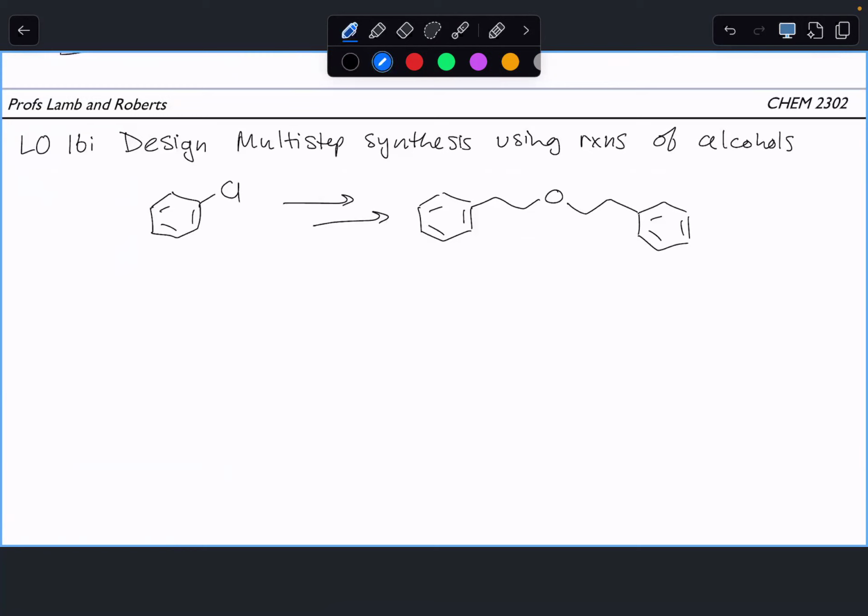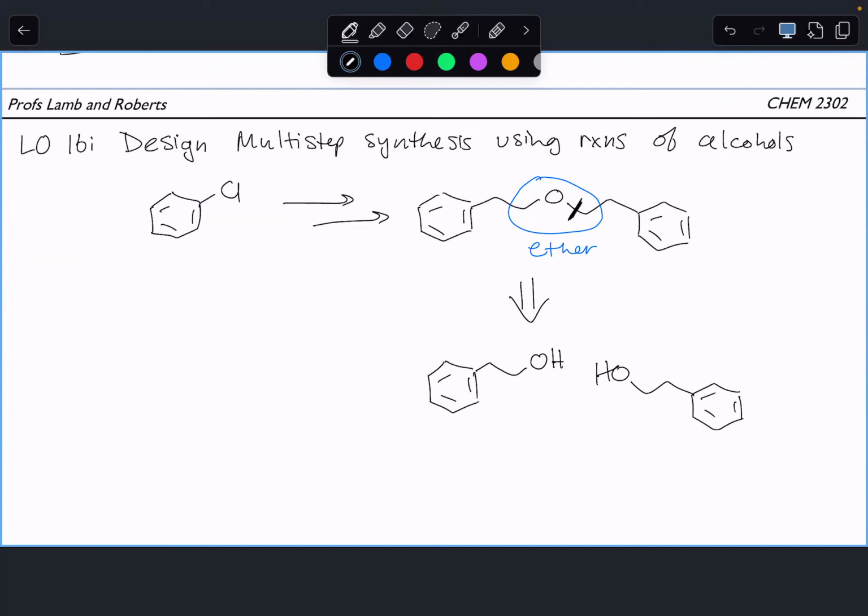We're first going to recognize that we have an ether here. And we realize when we make an ether, like we just talked about, we break the bond next to one side of the oxygen. So we're going to break the bond over here, for example. What does that give us? That gives us an alcohol on this side and an alcohol on this side. So that's one step back.